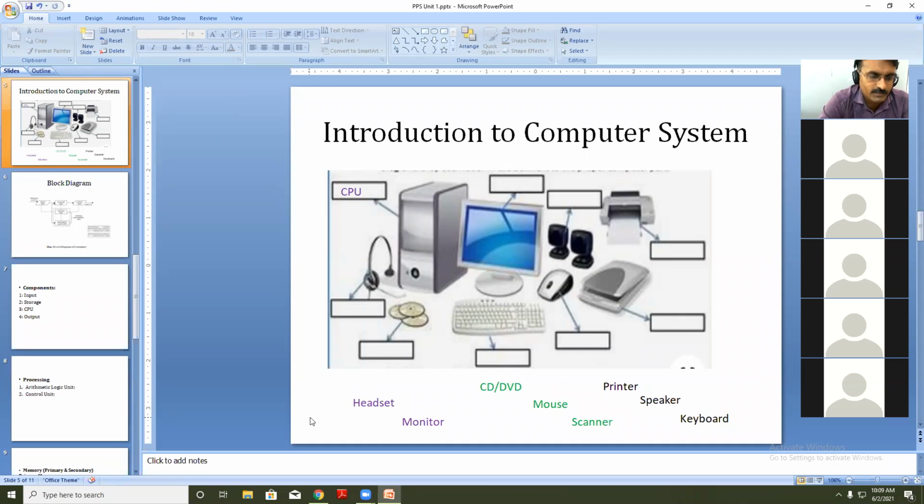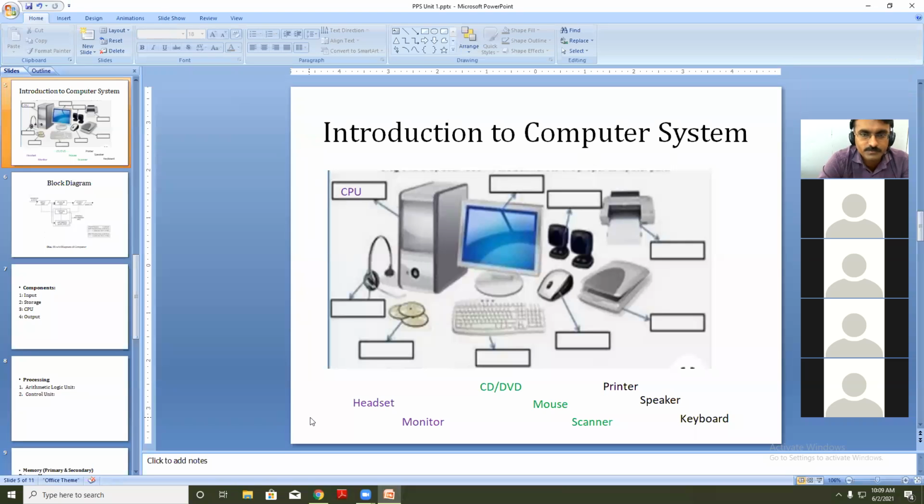Central Processing Unit. In the next slides, we will go through what the functions of the CPU are and so on. Now, tell me what is the name of this box? Monitor. Good, so I label it here as monitor. Then next, I will go to this part.